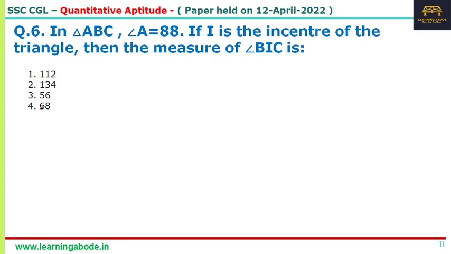Now sixth question. So we need a triangle. I mean, there is no image given. A triangle ABC, angle A is 88. If I is the incenter, then what is the measure of angle BIC? There is no image given, so we have to draw that. So let's say we have A, B and C. This point I is the incenter.